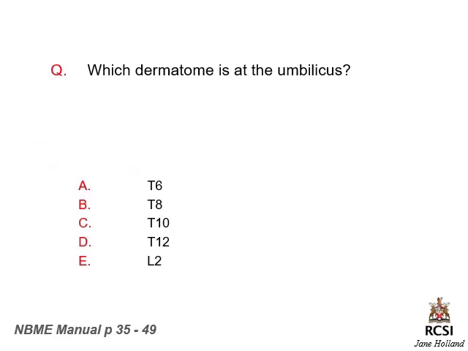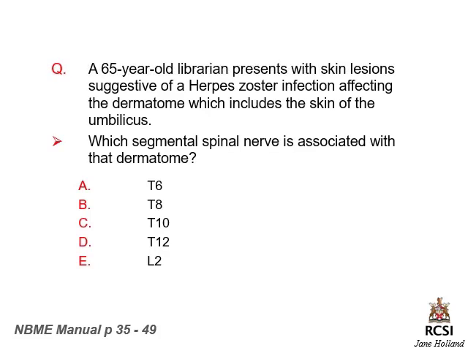So here we have a very straightforward recall-based question asking which dermatome is at the umbilicus, and the answer is going to be T10, so it's very much recall-based. This next question is also arguably recall-based. You're saying skin of the umbilicus, which segmental spinal nerve is associated with that dermatome, so it is still very recall-based. But it's getting the students used to reading a contextual vignette a little bit more, and they're going to have to read much more complex ones later on. Arguably it's also assessment as learning, in that they're learning a little bit about herpes zoster at the same time.